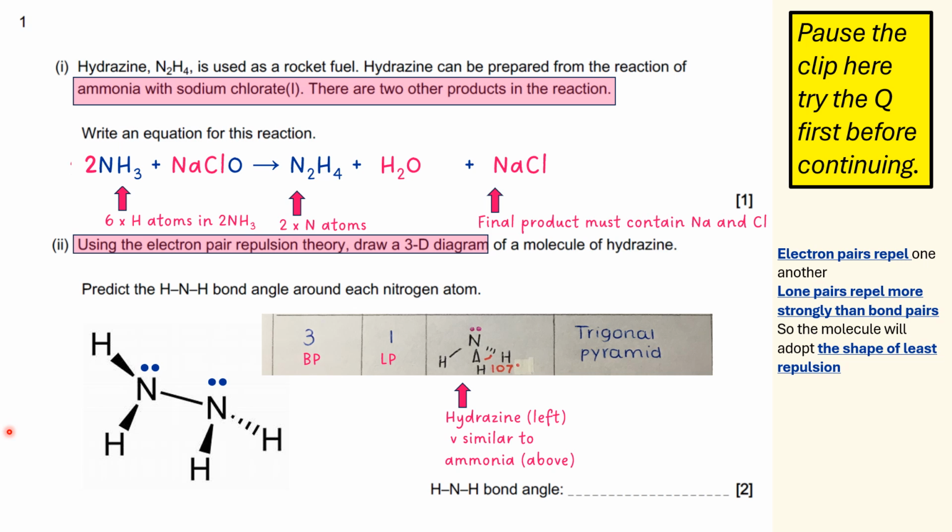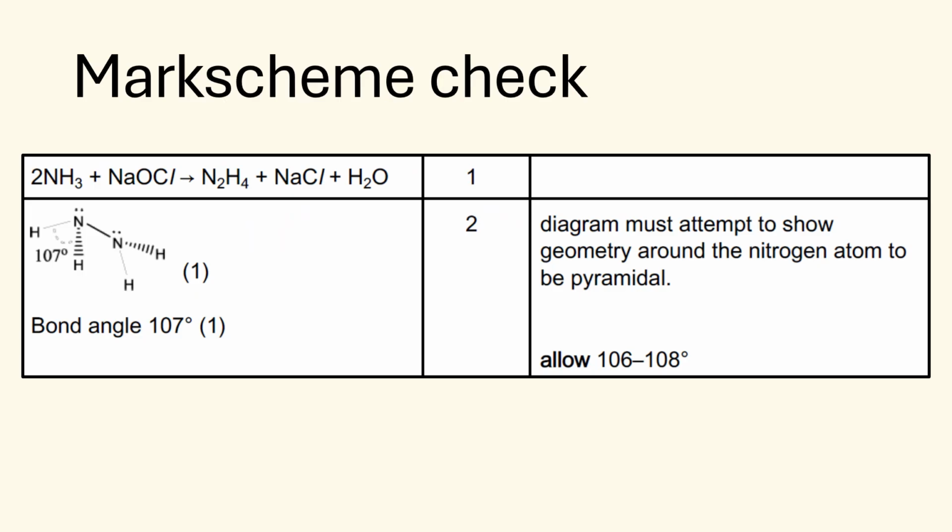So the commonality with what you might have learned from your summary sheet is that hydrazine is pretty much like ammonia, except instead of one of the hydrogens, we've got this NH2 group over here. That gives us 107 degrees. So a quick check of our mark scheme, and we can see quite easily what we've managed to score.